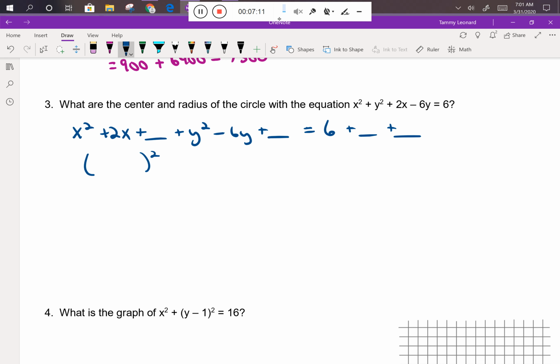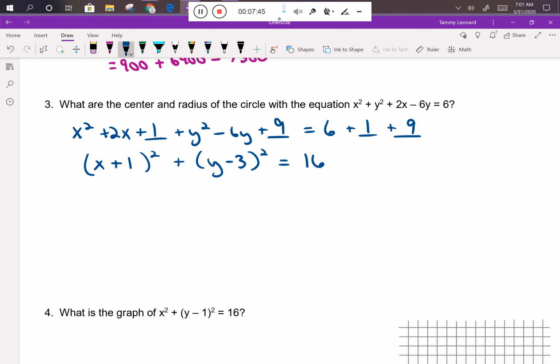So let's think about this factorization. I'm going to have x plus or minus something all squared and y plus or minus something all squared. Well, if 2 is my middle term on the x, half of that is 1, and 1 squared is 1. So that's the first thing I'm adding to both sides. For my y's, if I have negative 6 as my middle term, half of that is negative 3. And when I square that, that tells me to add 9 to both sides. So that's going to be a 16 for my radius squared.